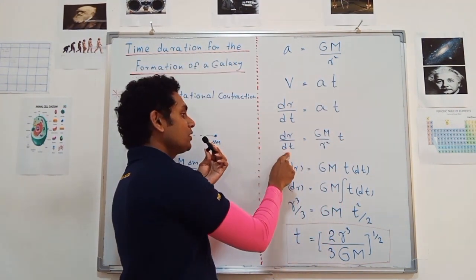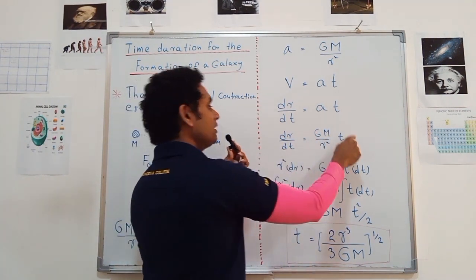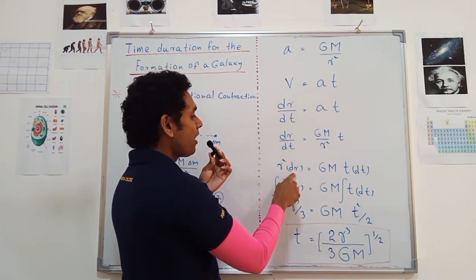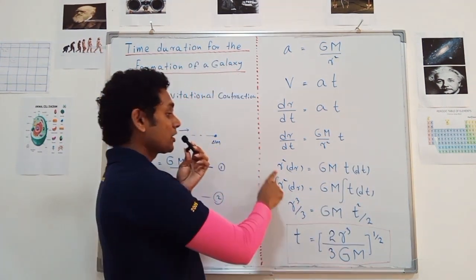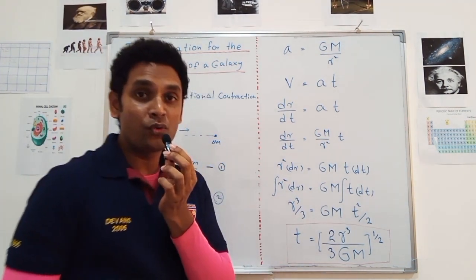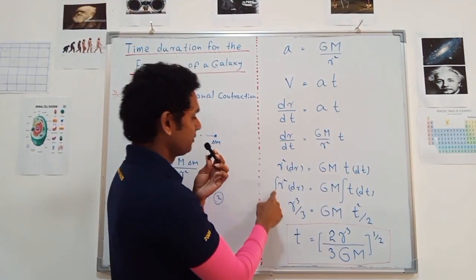Now we can take this part to this side and that part to the other side. So r squared dr is equal to G M t dt. Now we have to integrate this equation, integrating both sides.